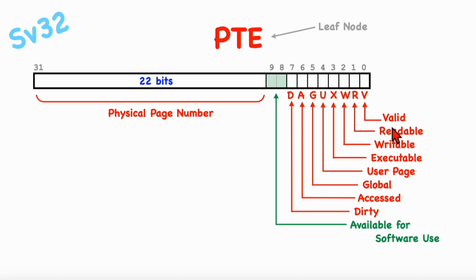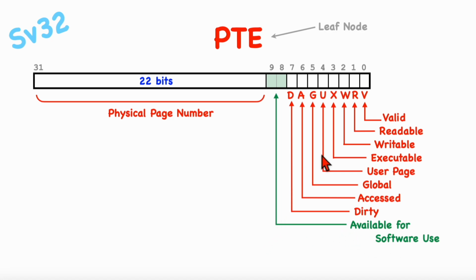The valid bit indicates whether this page table entry is valid or not. The invalid stuff is exactly what was shown in gray on the previous slide. Then we have bits to indicate whether the data page is readable, writable, and/or executable. And then we have the U bit to indicate whether the page is a user page or a supervisor page. Then we have bits called global, accessed, and dirty, which I'll be describing later. And then we have a couple of bits that the hardware will simply ignore. The kernel can use these bits in whatever way it wishes.